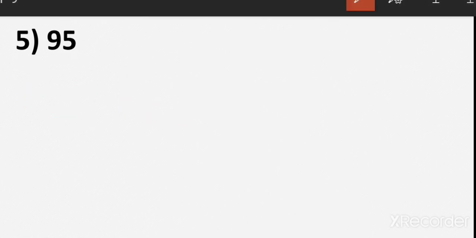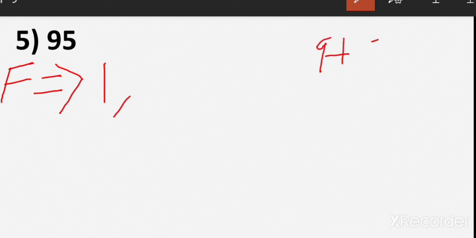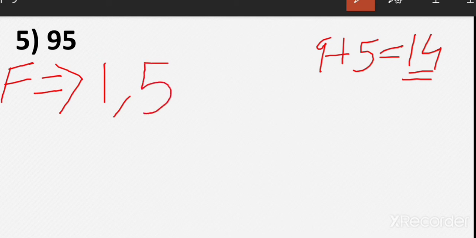95. What will be the factors of 95? First will be 1. 2 will not be the factor because 95 is an odd number. When I'm adding the digit 9 plus 5, I'm getting 14. 14 is not coming in the table of 3. So 95 will also not be divisible by 3. It will also not be divisible by 4. By 5, yes, because the unit place is carrying 5.